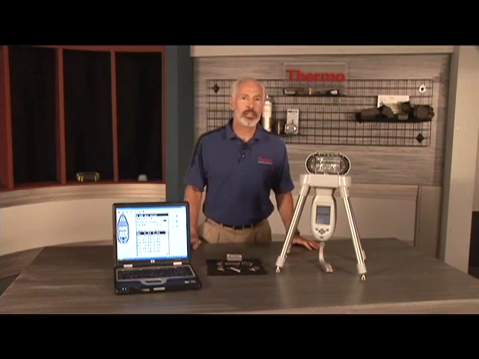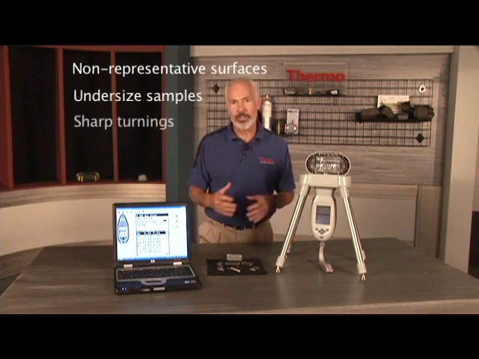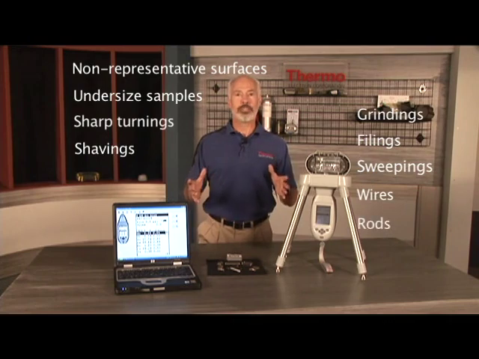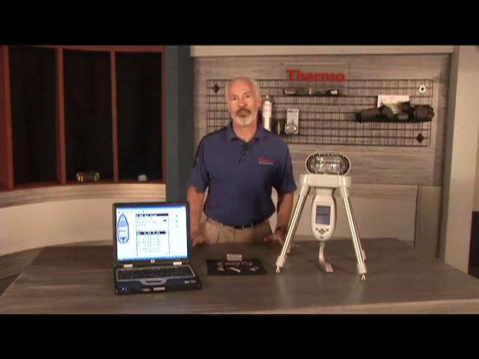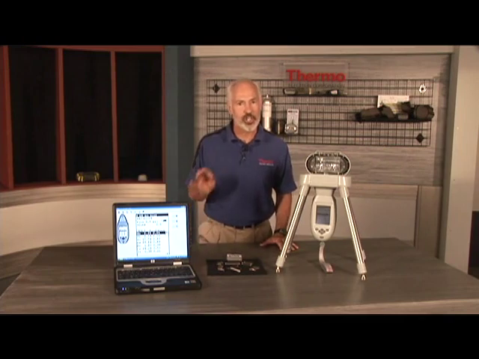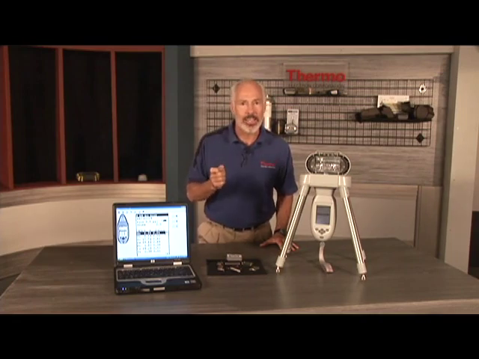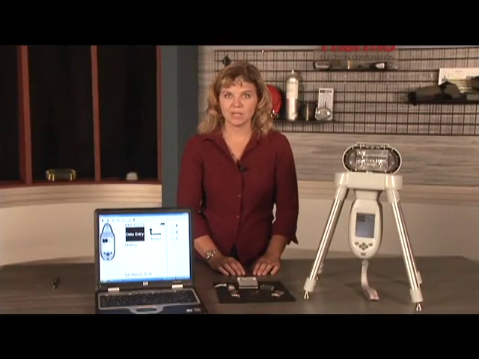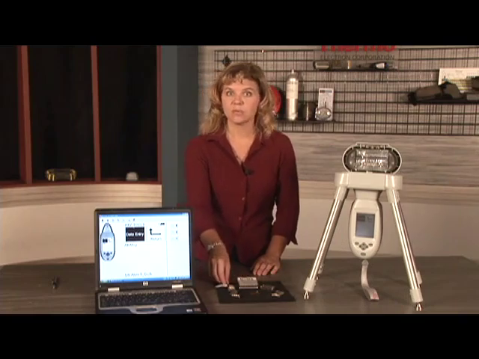Users in the alloy recycling industries will encounter non-representative surfaces, undersized samples, sharp turnings, shavings, grindings, filings, sweepings, wires, rods, highly magnetic materials, and every imaginable shape, size, and grade of alloy. Thermo Electron's Niton analyzer is smart enough to deal with almost every situation, but there will be a few examples of alloys that cannot be handled without combining the analyzer data with knowledge of alloys. For this reason, we will measure several types, shapes, and sizes of alloys to demonstrate the use of the analyzer for this application. We will start right off with some tough examples.